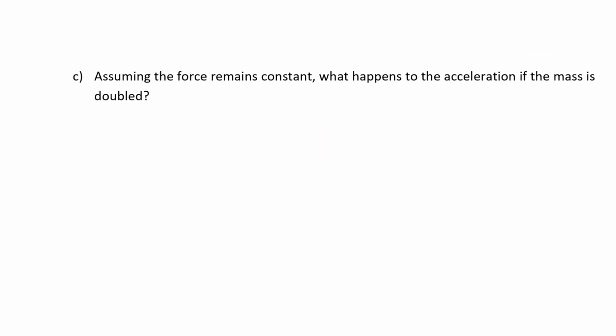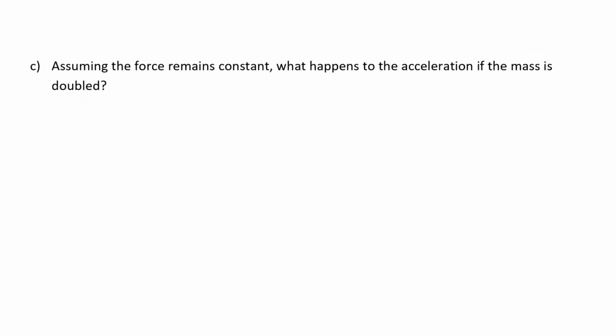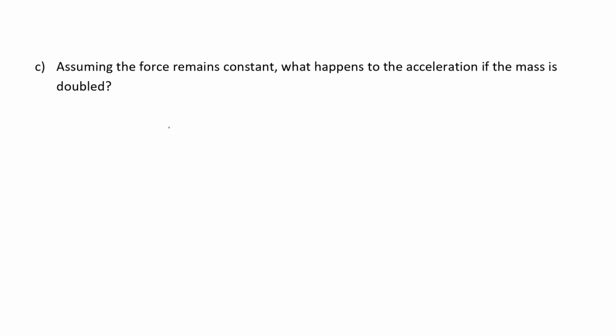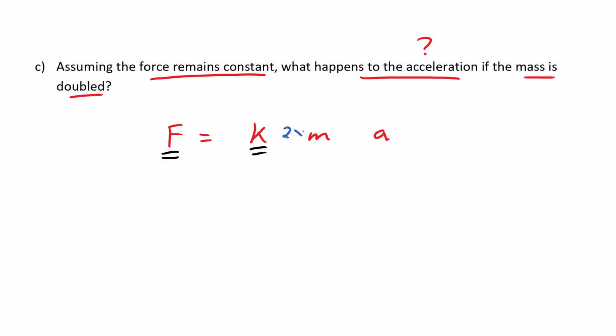Now let's examine when we're changing multiple variables. So force equals k times mass times acceleration, assuming the force remains constant. So now the force is constant, our constant is constant. It says, what happens to acceleration when the mass is doubled? So if I double the mass, what happens to my acceleration?